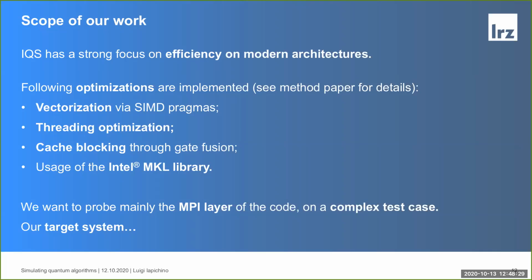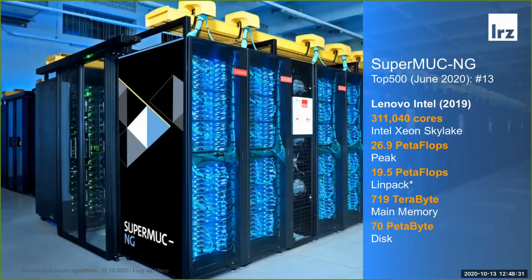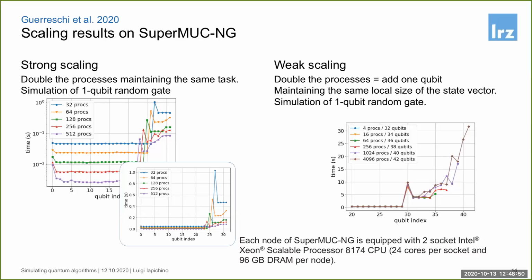Our target system is at the moment SuperMUC-NG, which is the high-end system at the Leibniz Supercomputing Center, number 10 on the last Top500 list, a non-accelerated system consisting of more than 6,000 Intel Xeon Skylake nodes. On this system, we have already some performance results at scale, which come from the IQS method paper, where also this plot comes from.